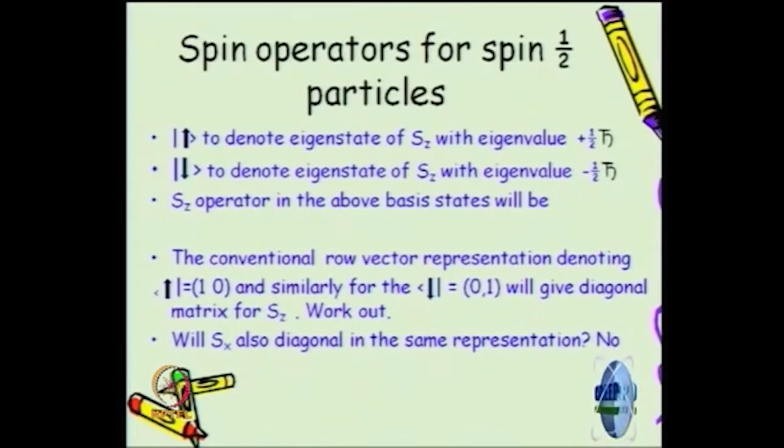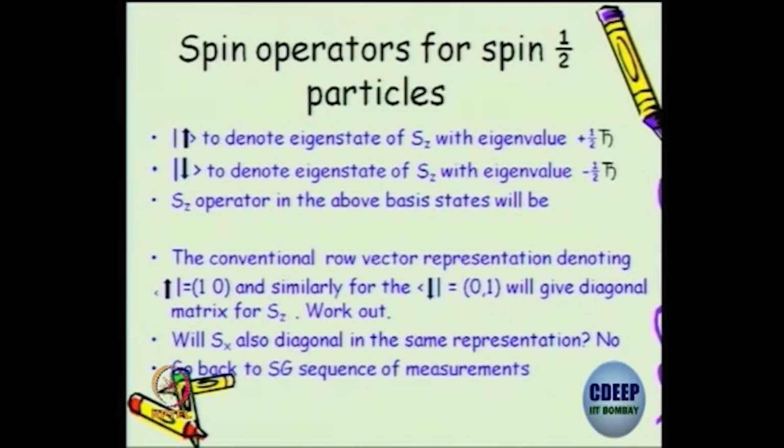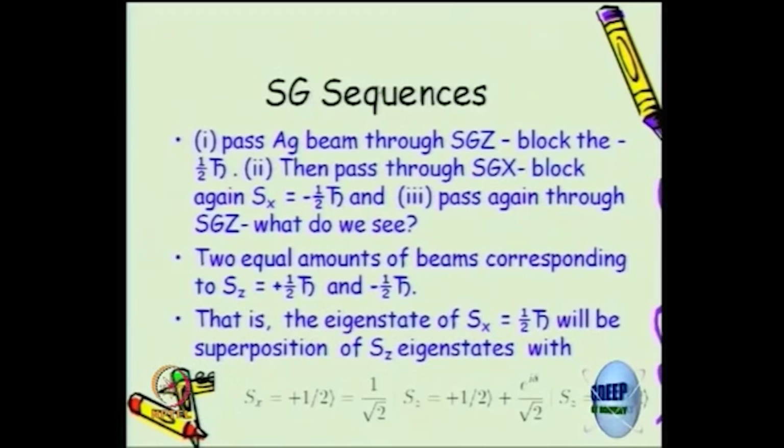Will Sx also be diagonal in the same representation? No. That we know because they are incompatible observables. Go back to the Stern-Gerlach sequence of measurements which we did, and what do we say? That the Sx eigenvalue plus half, I am suppressing the h cross now, let's not worry about it, you can put it back later. Sx equal to plus half h cross, after you make it go through the SGX, the state with plus half will in general be a superposition of the two basis states.